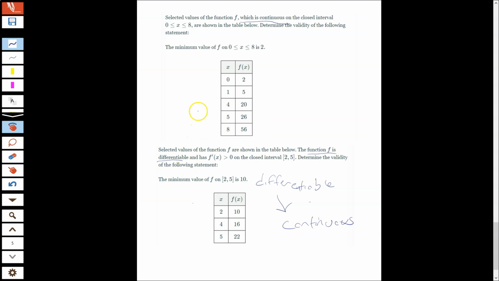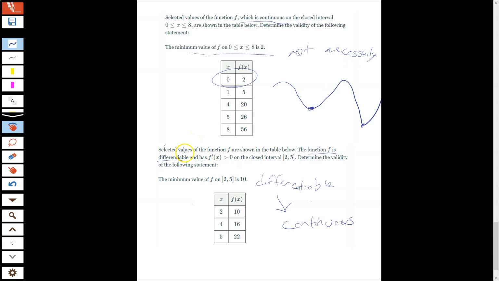The difference, though, is this one says the minimum value of f is 2. And on first glance, you're like, yeah, duh, that's the minimum, right? But this graph could look like this, right? So maybe 2 is here, and there's some other minimum down here before it goes up to 5, right? Because we don't know whether the graph is increasing or decreasing and where, we don't actually know that this is true. So this is a not necessarily type of problem.